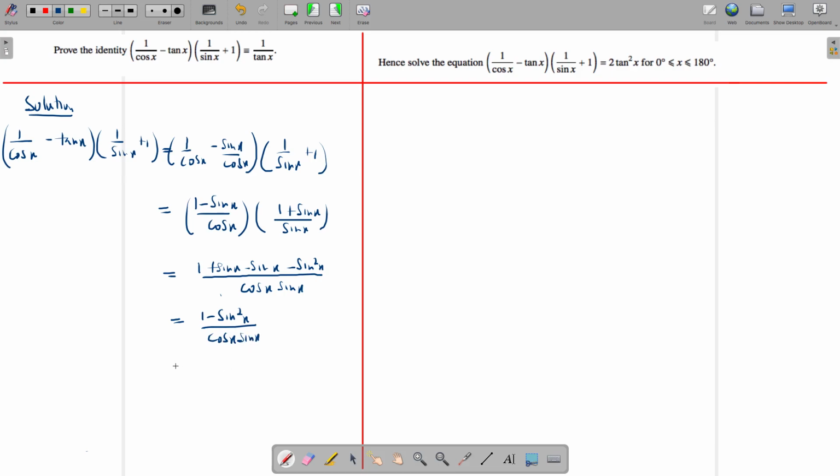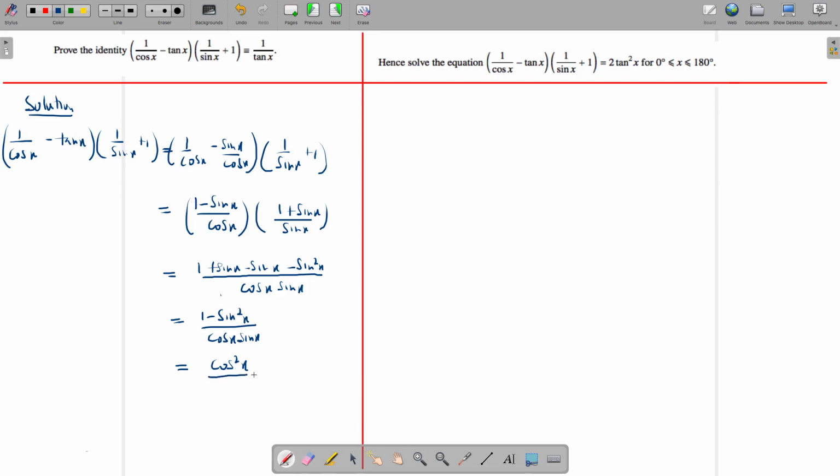Also, recall that 1 minus sin squared x is cos squared x. Why? Because we know that sin squared x plus cos squared x is equal to 1. So you can see from here that cos squared x is 1 minus sin squared x.